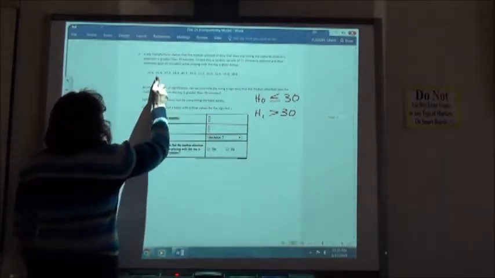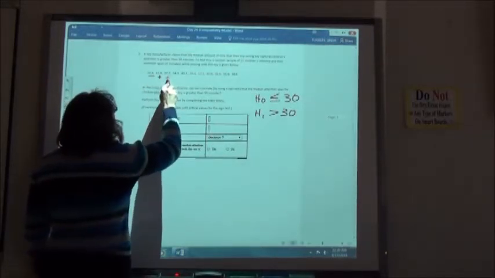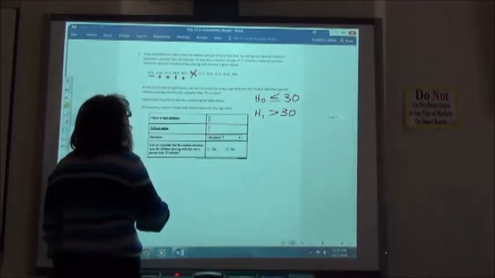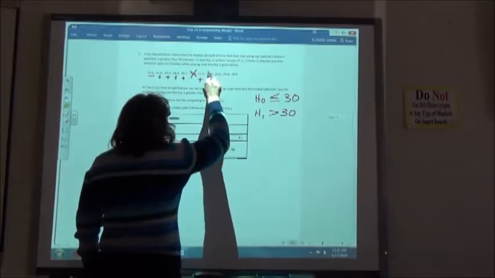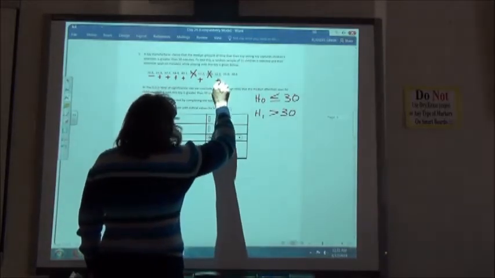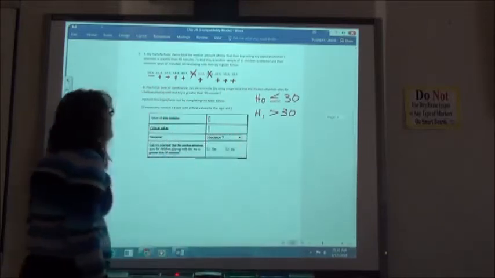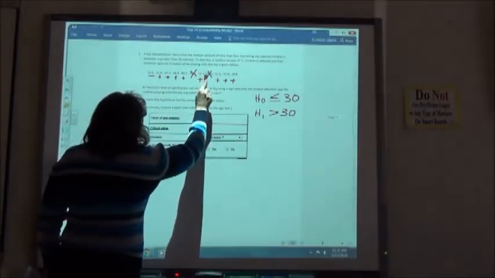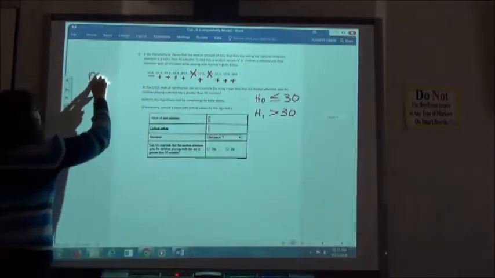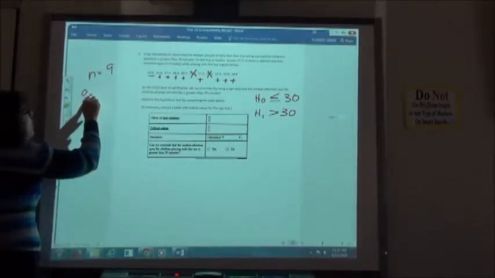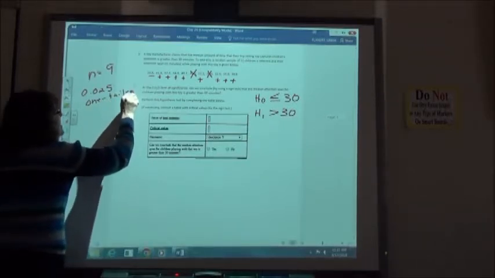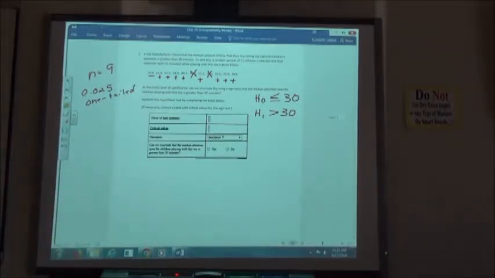We've got below 30, above 30, above 30, above 30, above 30, exactly 30. We're going to take that off the list. Above 30, exactly 30, we take that off the list. Above 30, above 30, above 30. So now, how many do we have on our list? 1, 2, 3, 4, 5, 6, 7, 8, 9. n is going to equal 9, 0.025 level of significance. This is going to be a one-tailed test since it's a greater than. So you're going to consult your table again.